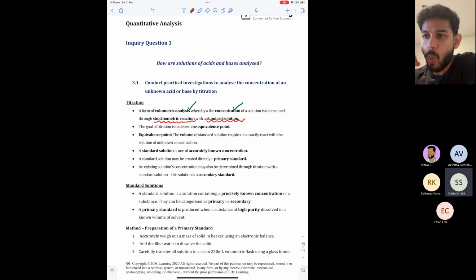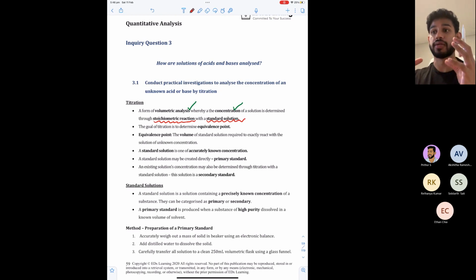It means that you measure the concentration relative to the mole ratios of the reaction. We're getting there. Stoichiometric just means there is no excess or no limiting reagent. Both reagents react exactly. Does that make sense?